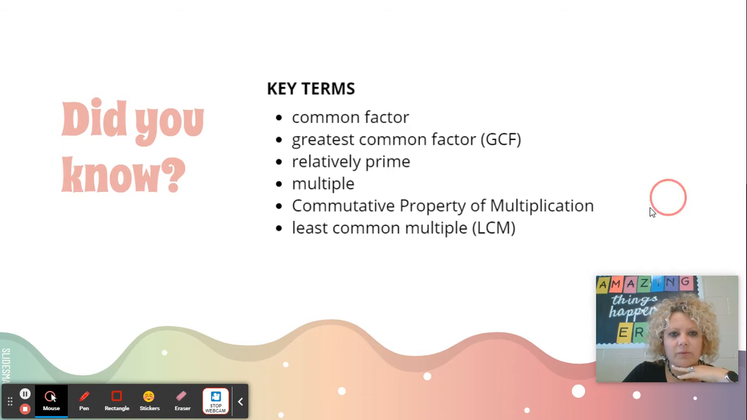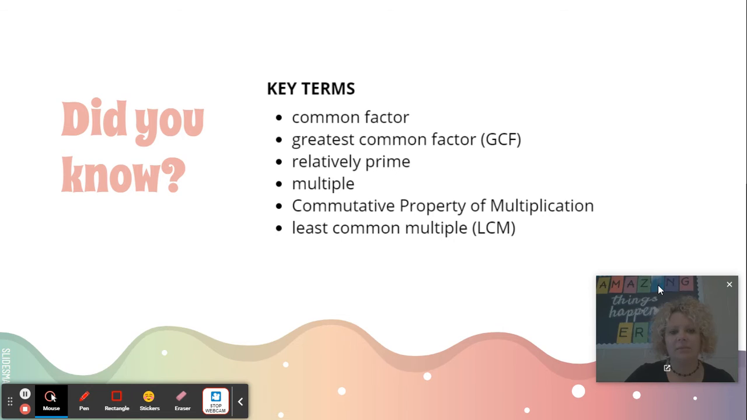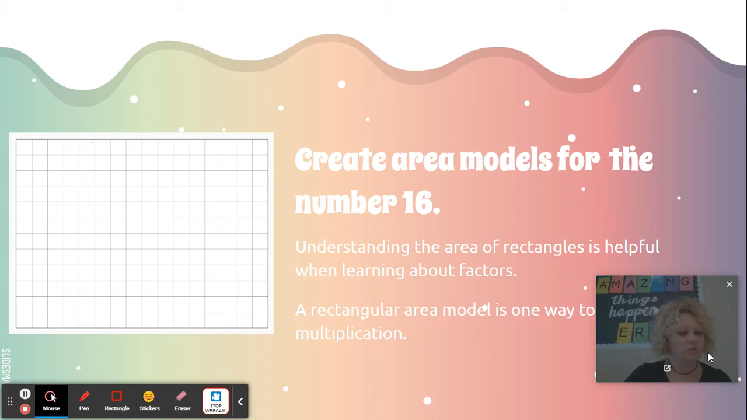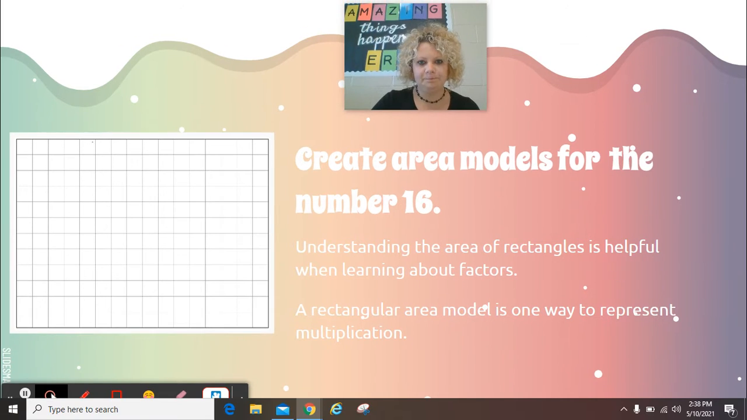All right, so those are some things that we're going to be doing, and our key factors today are common factor, greatest common factor, and sometimes we say that it's GCF, greatest common factor, relatively prime, multiple, commutative property of multiplication, and our least common multiple. So what you're going to do real quick is I want you to pause again.